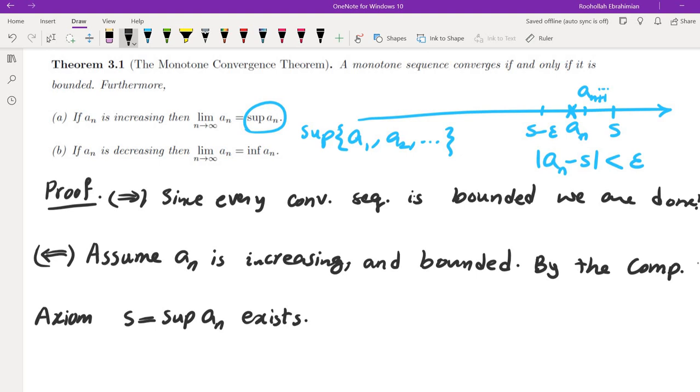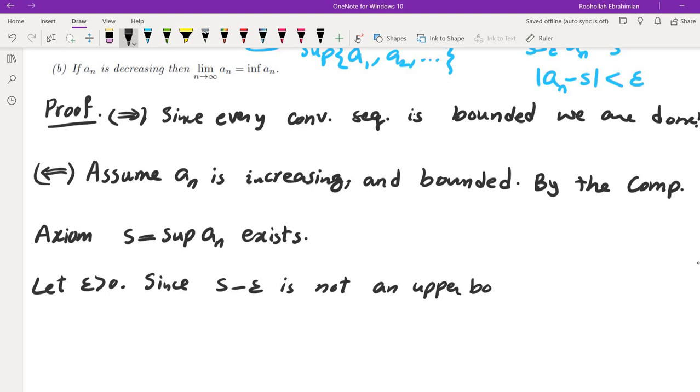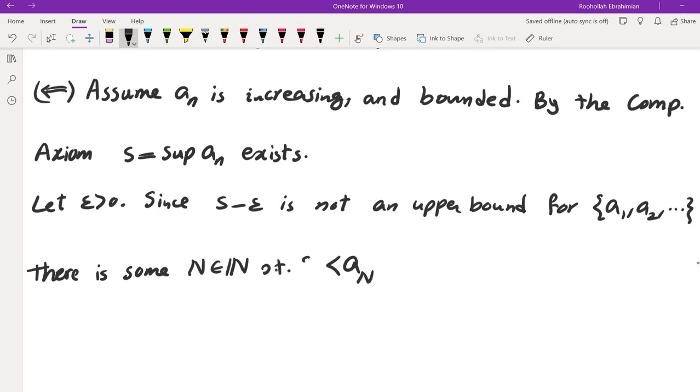So now we're going to turn that into a formal proof. Let epsilon be positive. Since S minus epsilon is not an upper bound for A1, A2, etc., there is some natural number capital N such that A_N is more than S minus epsilon.